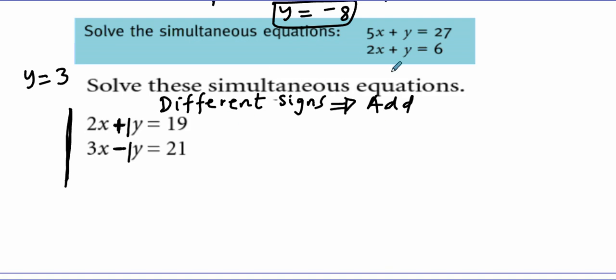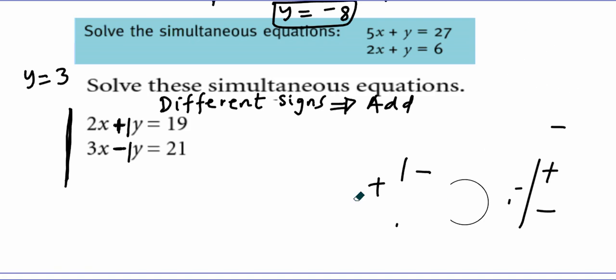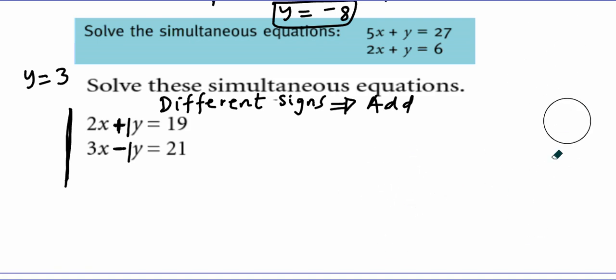Same signs, subtract. Positive, positive, subtract. You remove this. Negative, negative, same signs, also subtract. But different signs, positive, negative, you have to add. Or negative, positive, you have to add. See that? Cool, yeah? Good. Now, we already understood that for different signs, we have to add.